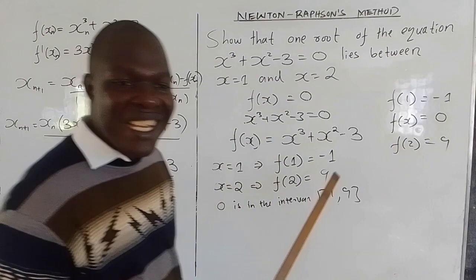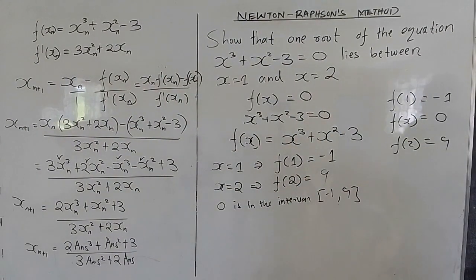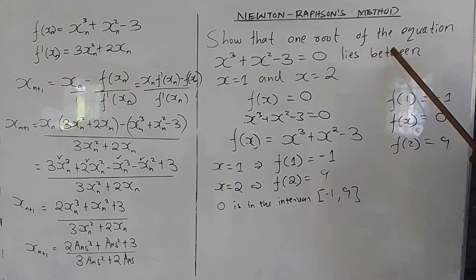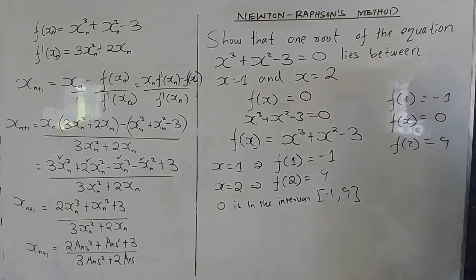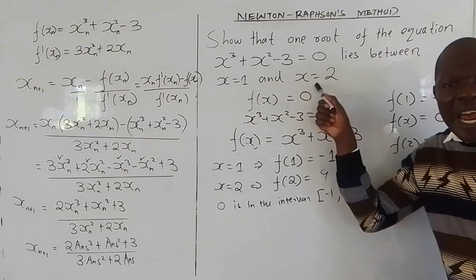Now, what is your x naught? You've not been told x naught. Why? Because you've been told to show that the root lies between x is equal to 1 and x is equal to 2. Meaning they are trying to tell you that choose x naught to be any value between 1 and 2.